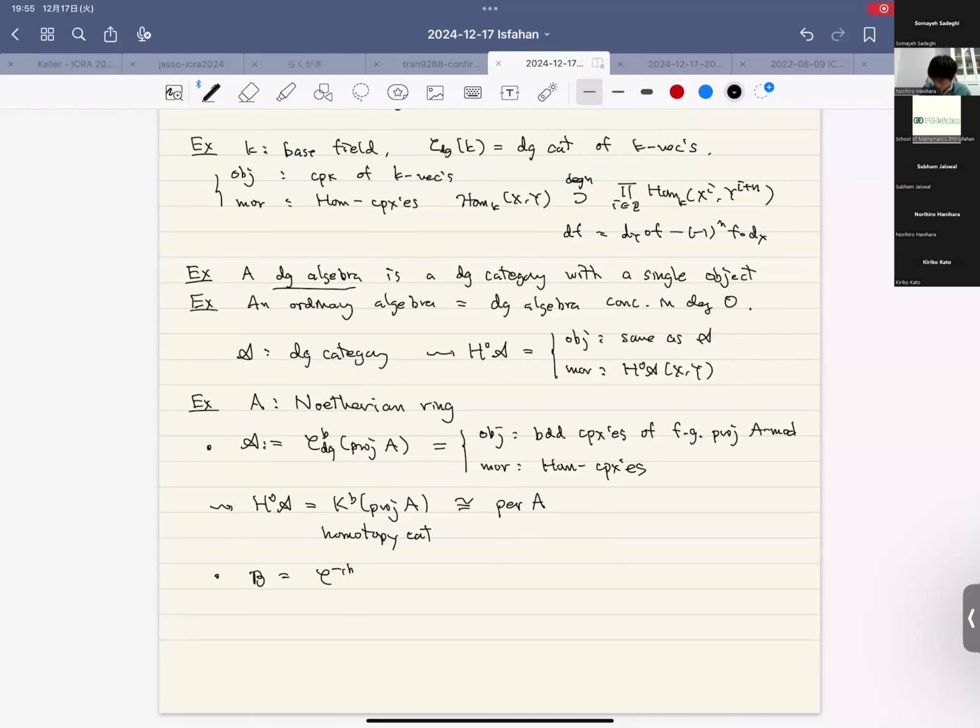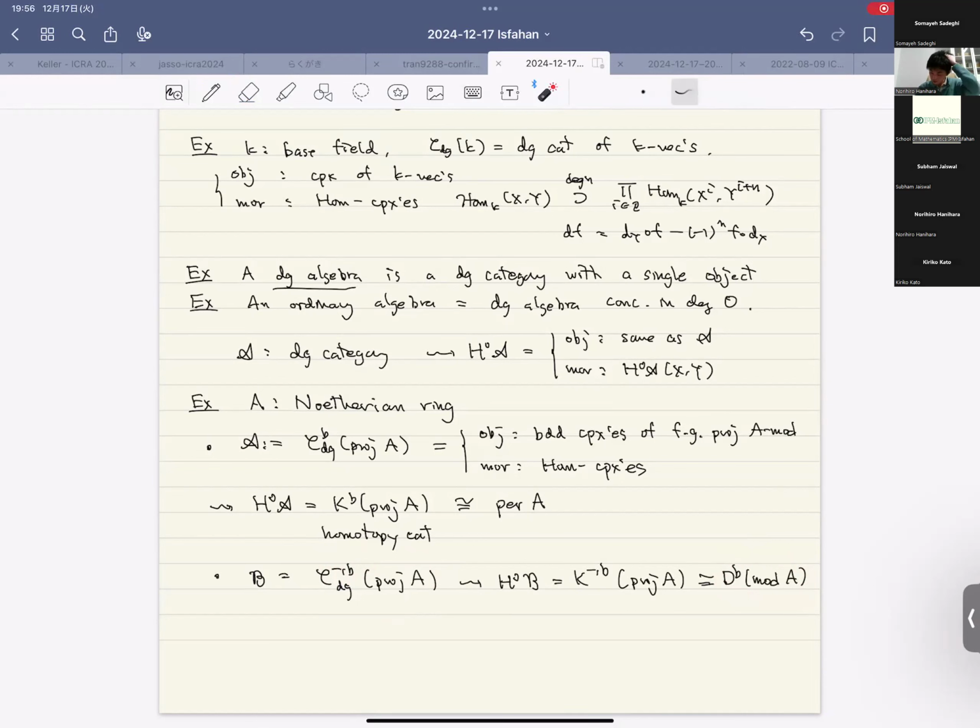And similarly, we can do something similar with several other boundedness conditions. We consider C^-_DG(proj A), whose objects are bounded-above complexes of finitely generated projective A modules with bounded cohomology. If we do something similar, we get as H0 the corresponding homotopy category, which is equivalent to the bounded derived category of A. In this way, we obtain an enhancement of the bounded derived category.